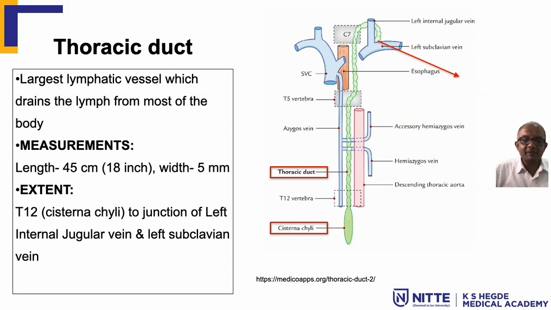If you just look at the picture, it appears beaded in appearance. Just look at the lower part. It begins at the level of T12 vertebra inside the abdomen as a dilated structure called cisterna chyli. From there, it extends all the way into the thorax and into the upper part of the neck and extends up to the junction of left internal jugular vein and left subclavian vein.